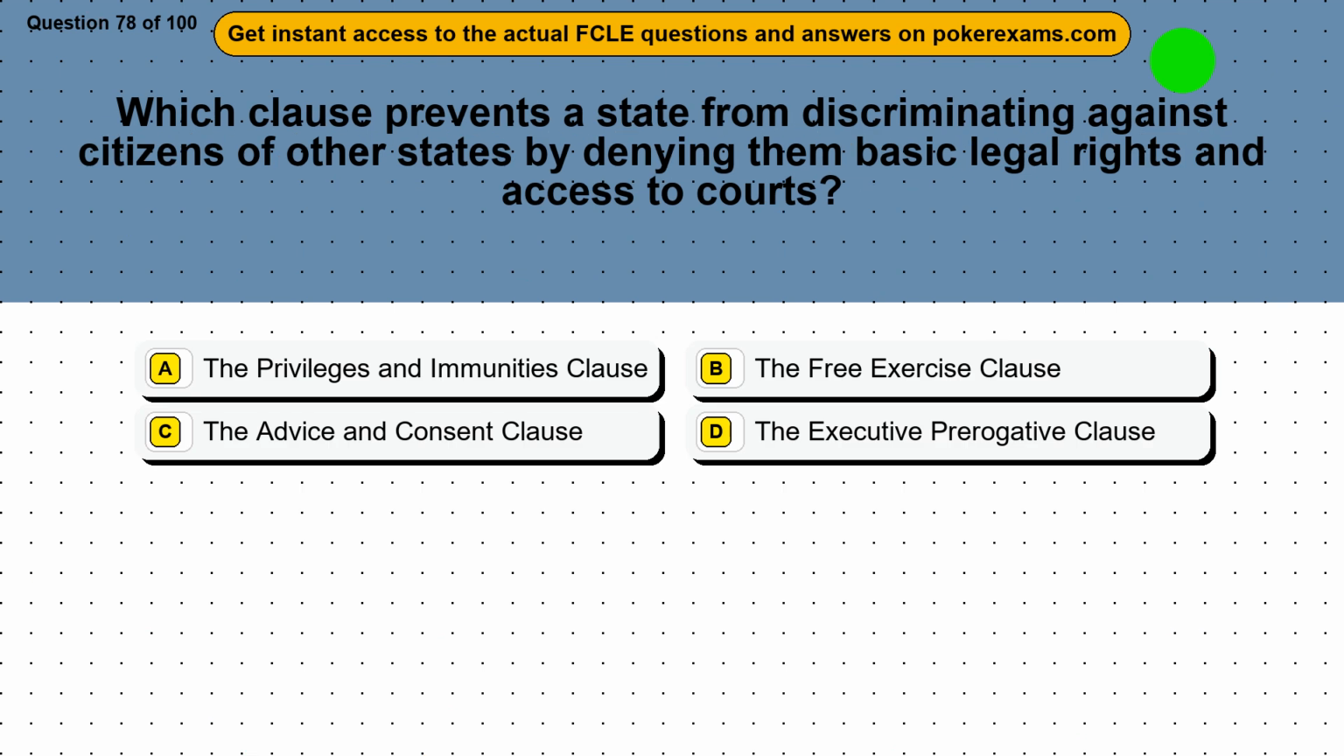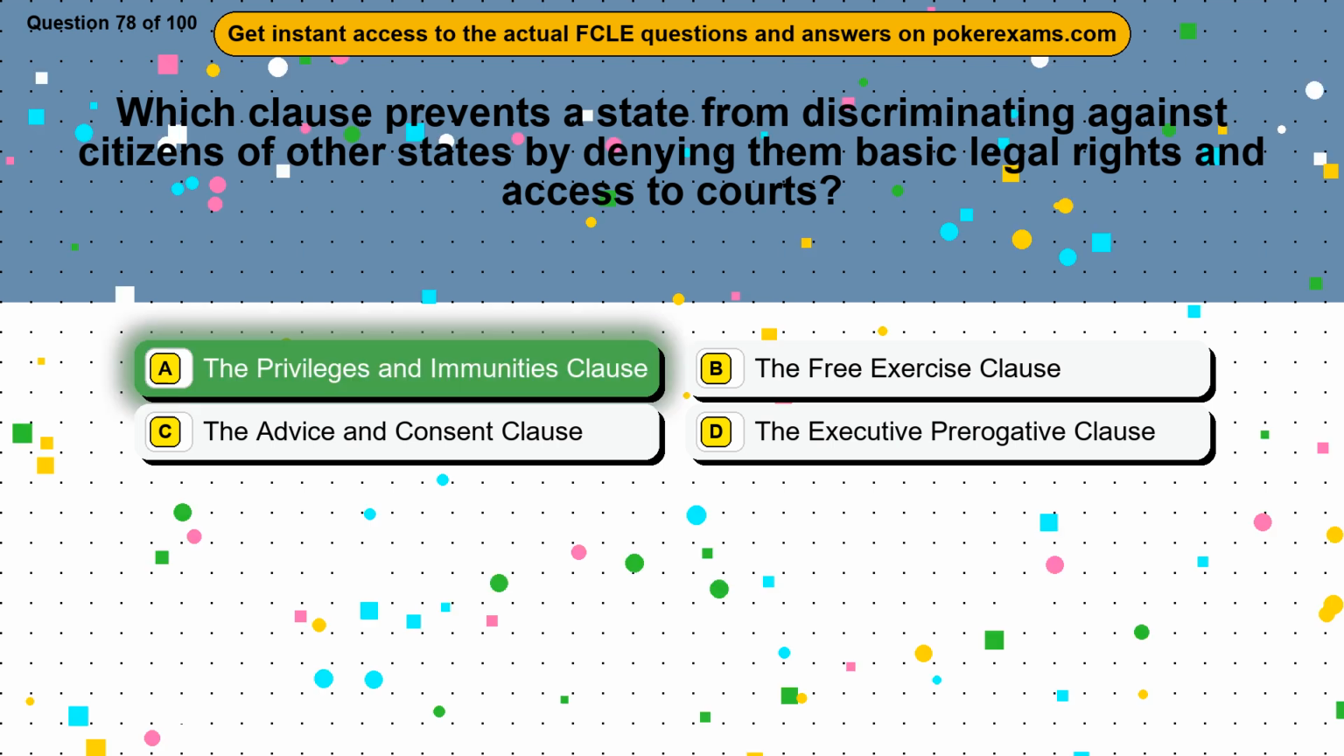Question 78. Which clause prevents a state from discriminating against citizens of other states by denying them basic legal rights and access to courts? Option A. The Privileges and Immunities Clause. Option B. The Free Exercise Clause. Option C. The Advice and Consent Clause. Option D. The Executive Prerogative Clause. The correct answer is option A.